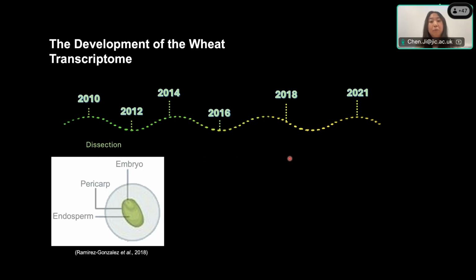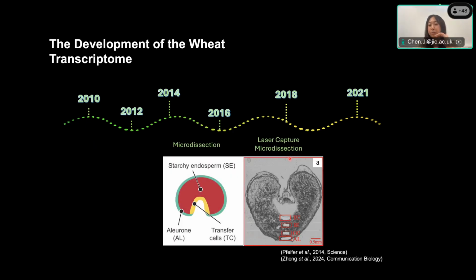But if we want to see the details of the grain, it can be roughly divided into 3 parts. The outer part is the pericarp. It's very easy to peel, and you can just use a knife or tweezers to peel off the pericarp. The inside is the embryo and endosperm, and you can dissect them and do RNA-seq to get the RNA-seq data.